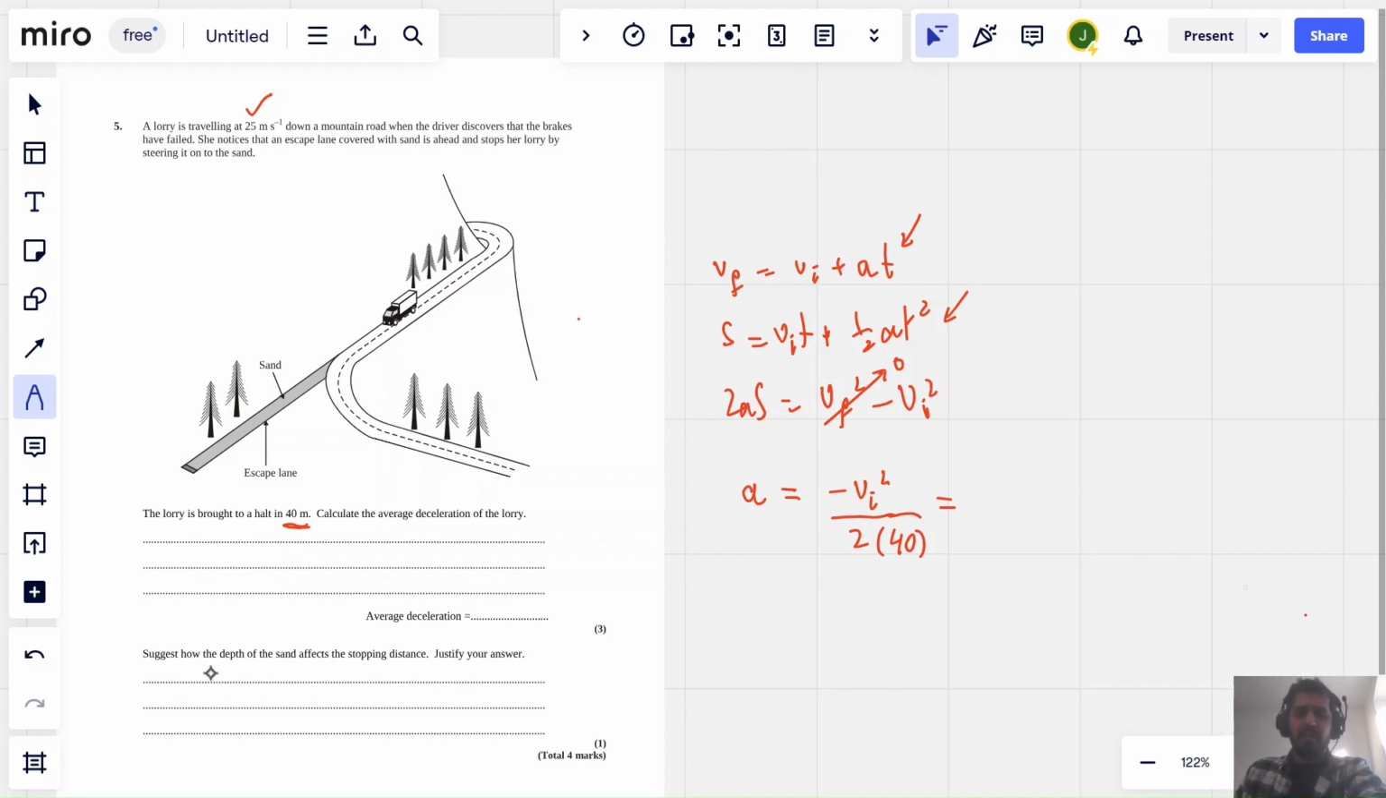The next question is, suggest how the depth of the sand affects the stopping distance. Justify your answer. Now, of course, the truck stopped in the first place because of the friction between the sand and the tires, because the brakes are not working. So if we have more sand, there will be more friction between the sand and the tires, and the stopping distance will decrease. So you can just write that the stopping distance will decrease because the resistance between the sand and the tires will increase.